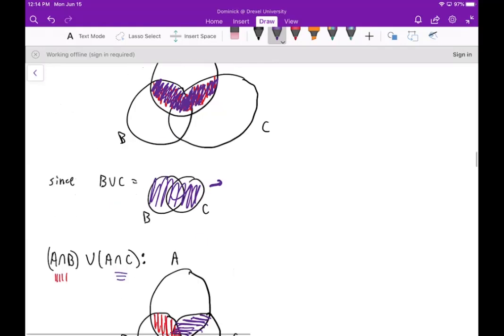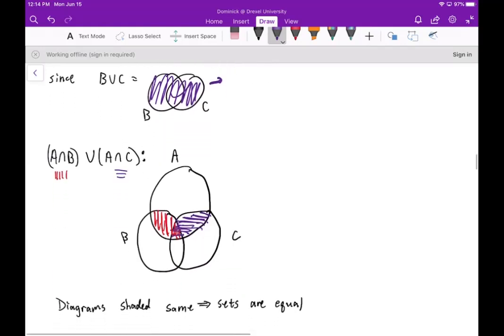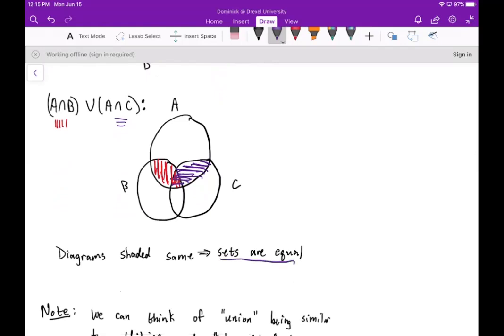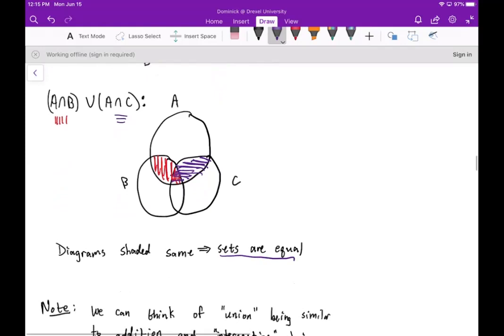And we see that in both diagrams, we have the same regions shaded. So since the same regions are shaded, we know that the sets are equal. And that's a nice way to visualize it. That usually gives you a good intuition of how to go about doing the proof if you're getting stuck on it.